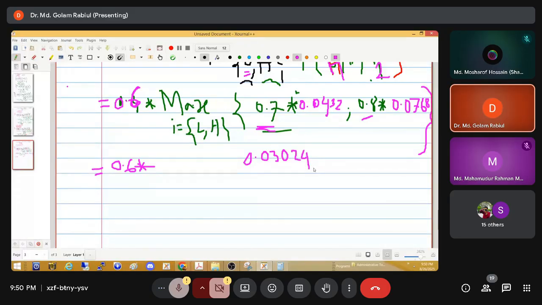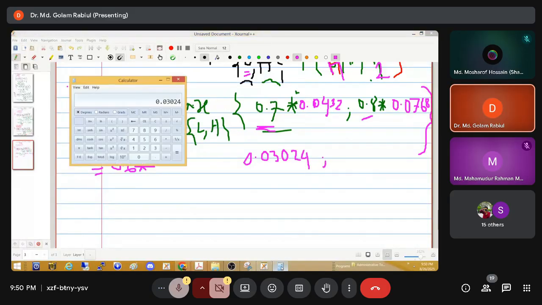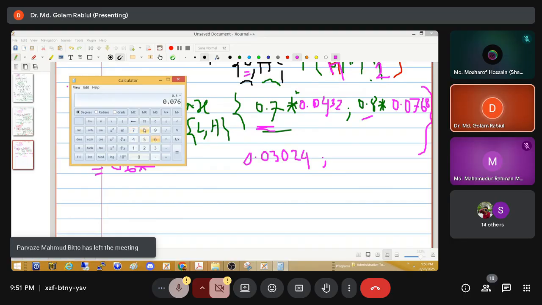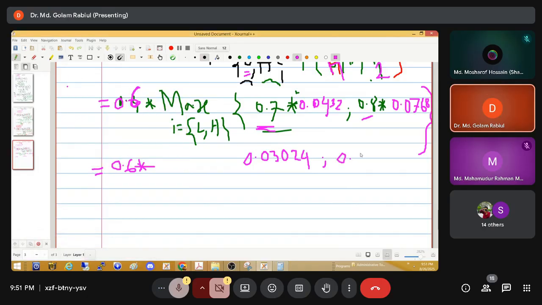0.3024. And another one is 0.8 times 0.0768. It is 0.06144.